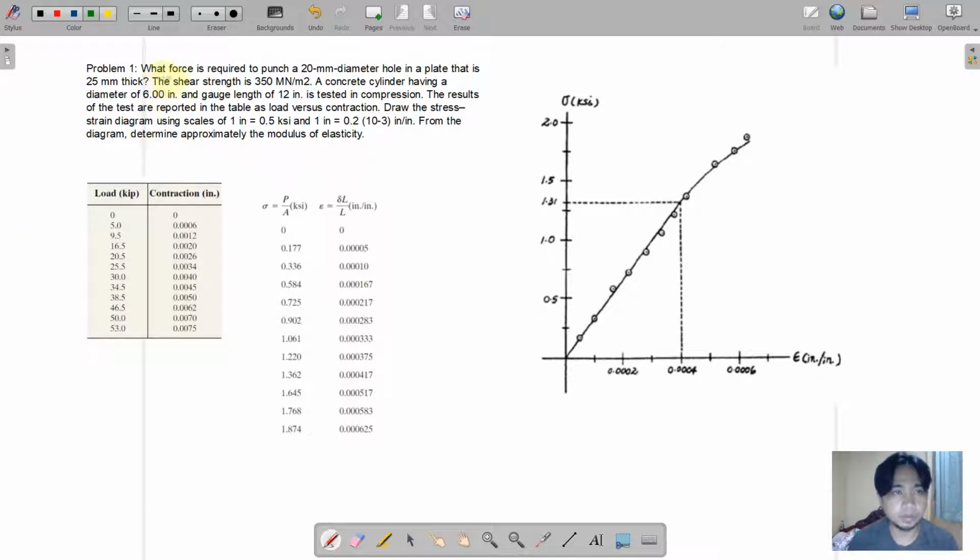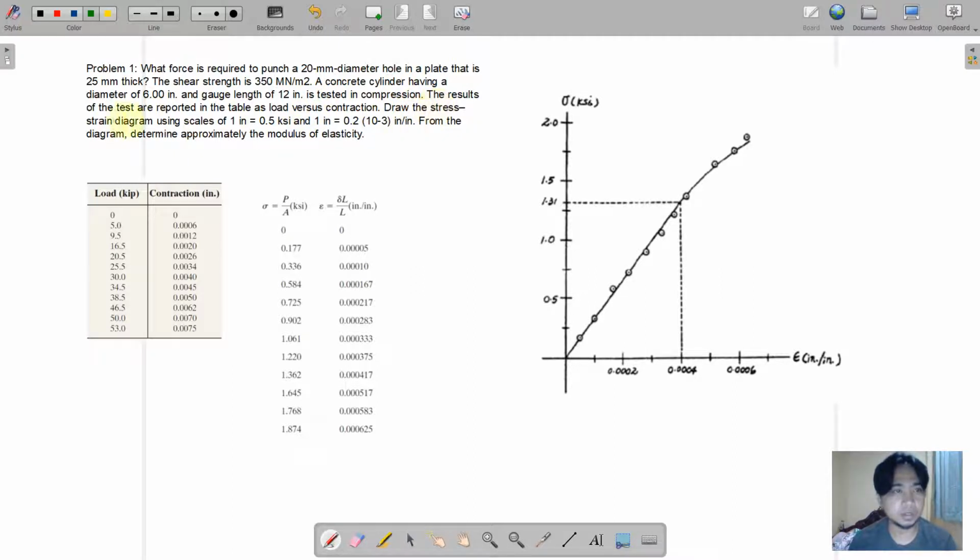So the problem number 1, what force is required to punch a 20 millimeter diameter hole in a plate that is 25 millimeter thick? So we have here the shear strength is given to be 350 meganewton per square meter, or that is in megapascal. So a concrete cylinder having a diameter of 6 inches and a gauge length of 12 inches. So in other words, this is a cylindrical sample having a diameter of 6 inches and a length of 12 inches. So basically this is a compression test.